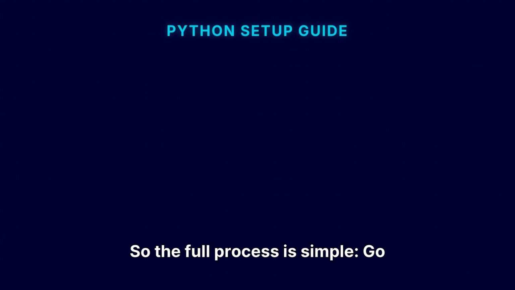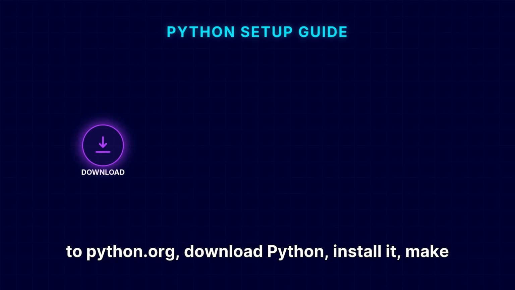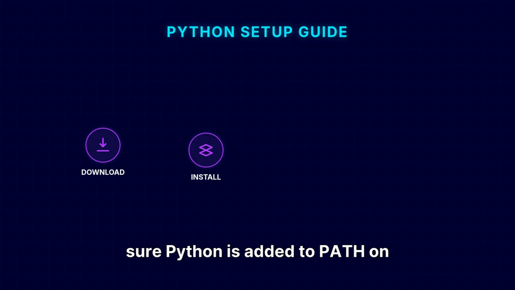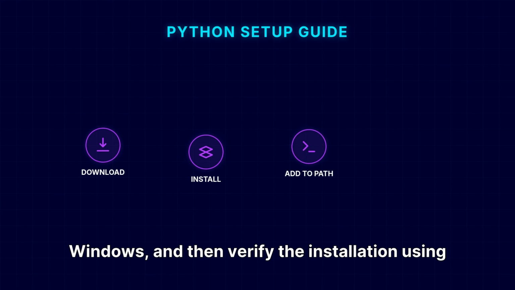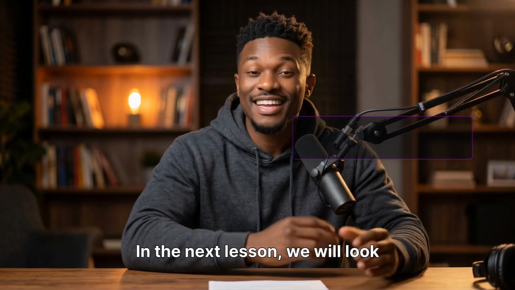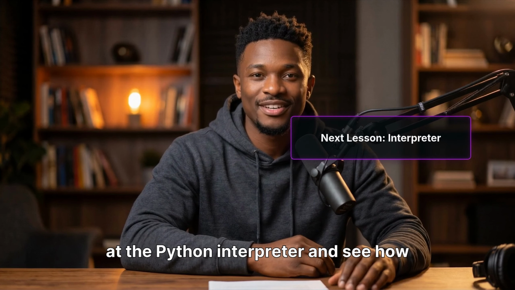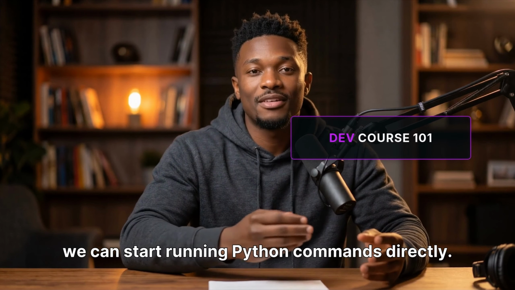So the full process is simple. Go to python.org, download Python, install it, make sure Python is added to path on Windows, and then verify the installation using the terminal. In the next lesson, we will look at the Python interpreter and see how we can start running Python commands directly.